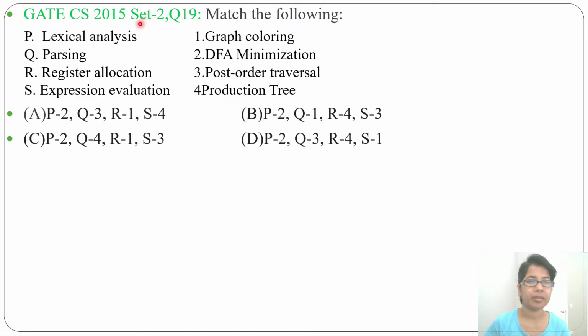Hi, let's solve one previous question of compiler. This question was asked in GATE CS 2015 set 2, question number 19. We need to match the following: on the left side, lexical analysis, parsing, register allocation, expression evaluation. On the right side, graph coloring, DFA minimization, post-order traversal, and production tree are given. Let's analyze one by one.